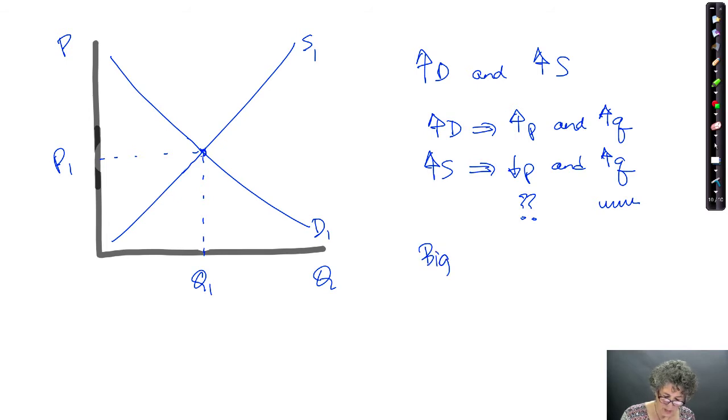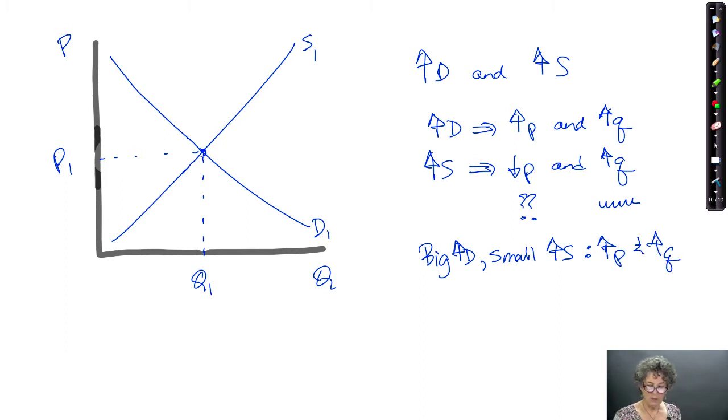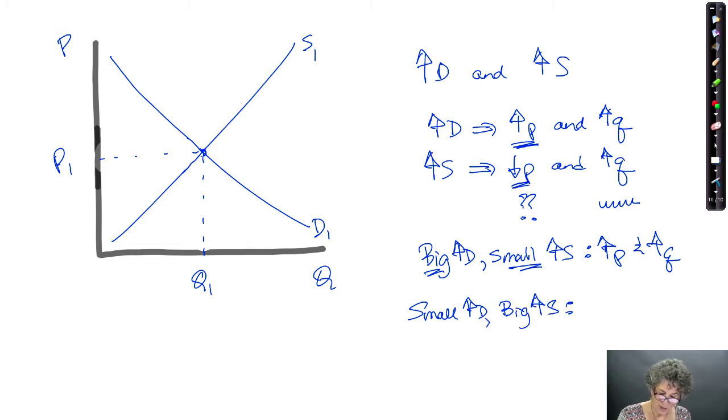If you have a big increase in demand and a small increase in supply, the net effect is going to be the increase in price and, again, an increase in quantity, because the effect on price from the demand is going to swamp the effect on price from the supply. If you have a small increase in demand but a big increase in supply, then the supply part is going to have the dominant effect on price, and the net effect is going to be a decrease in price and, again, an increase in quantity, comparing the new and the old equilibrium.